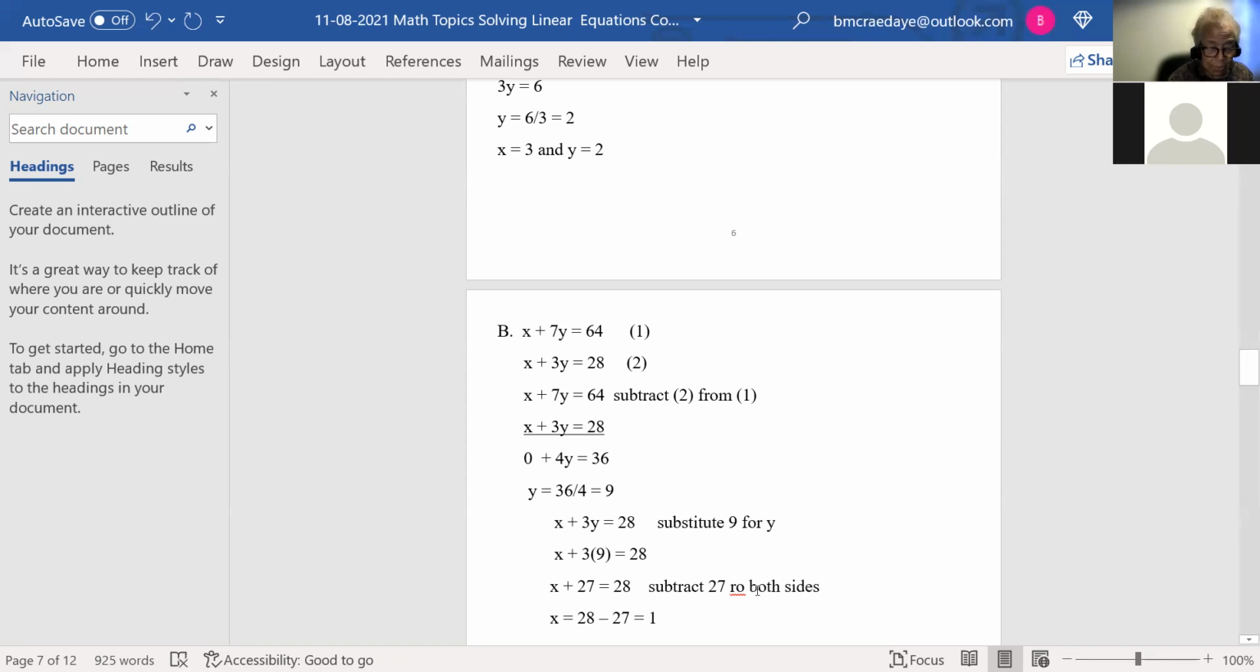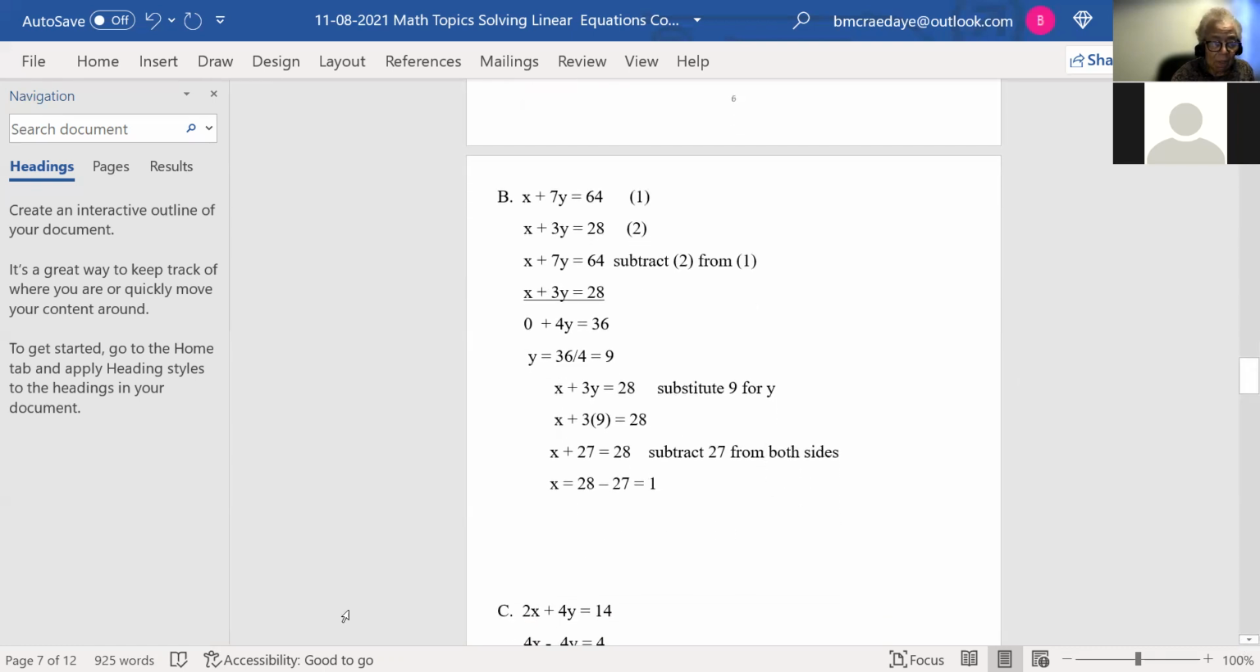So what are your answers? What is y? 9. And what is x? 1. Okay, so your answers are x equals 1 and y equals 9. Those will be your answers.